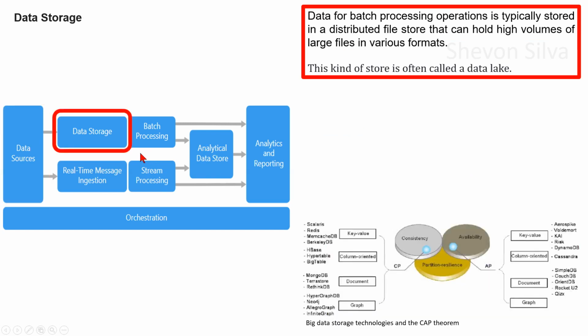Now we are focusing on data storage. Data for batch processing operations is typically stored in a distributed file store that can hold high volumes of large files in various formats. This kind of store is often called a data lake. Here you can see big data storage technologies and CAP theorem.